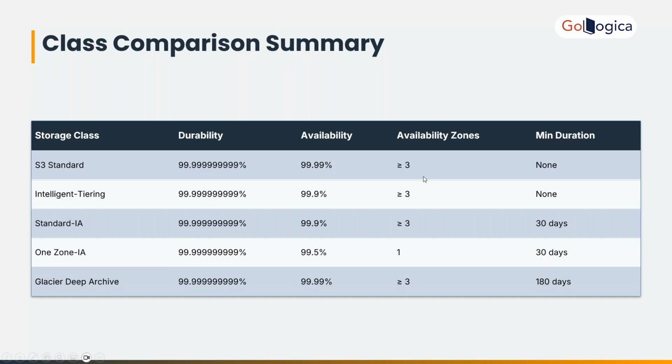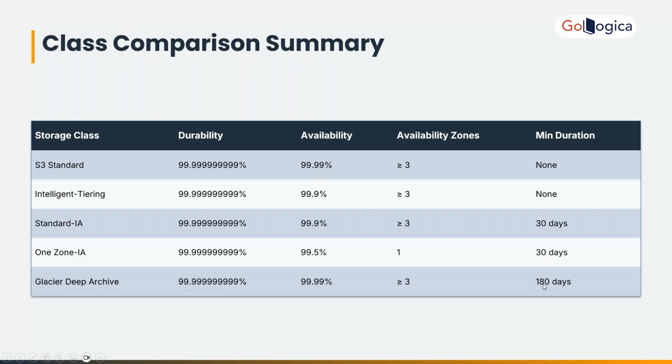Again, you can see the availability zone. It will store the data across three or more availability zones, and the minimum duration is nothing. There's no minimum duration for your S3 Standard and Intelligent-Tiering. But for Standard IA, One Zone, and Glacier Deep Archive, you have a minimum duration. For Standard IA, you must keep your data for 30 days in that class. For One Zone, you need to keep it for 30 days. For Glacier Deep Archive, you need to store it for at least 180 days.